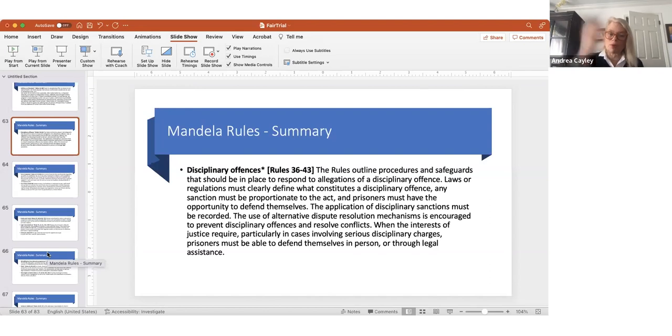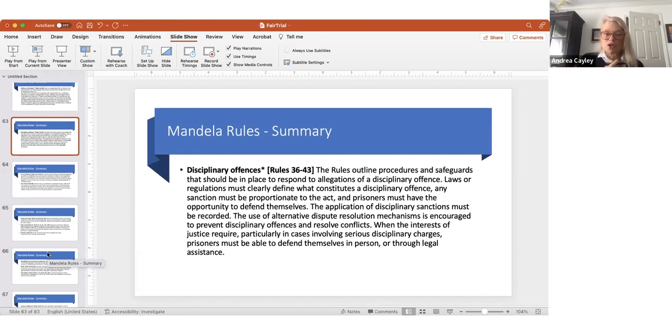Again, jumping back to what we just spoke about at the start of the Mandela Rules, everything has to be recorded, from their entry into prison to their health to every single time they're sanctioned and the reasons for them being sanctioned. The use of alternative dispute resolution mechanisms is encouraged.